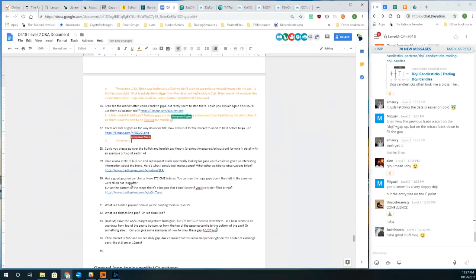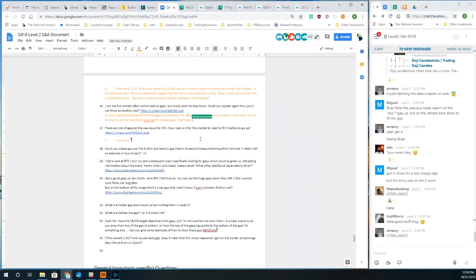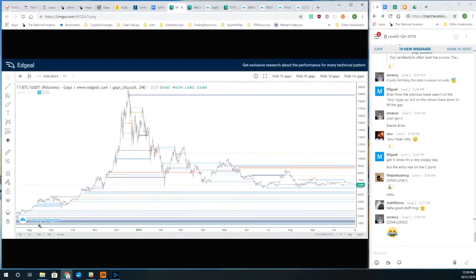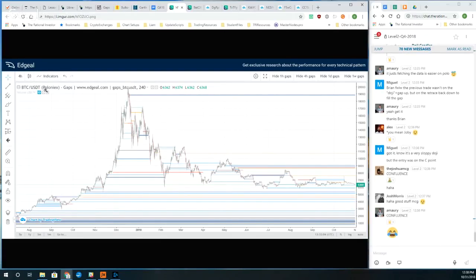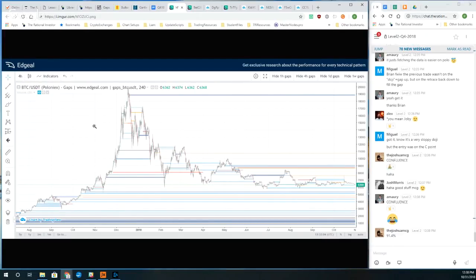Okay, number 27. There are lots of gaps all the way down for BTC. How likely is it for the market to fill? Yeah, I know people don't like when I say this, but I think that there is high confidence in these gaps getting filled. I'm a little concerned, though. Again, you're using a Tether instrument, you're looking at Poloniex, and you're looking at 4 hour. I would suggest that you probably want to look at a daily chart for these kinds of levels.